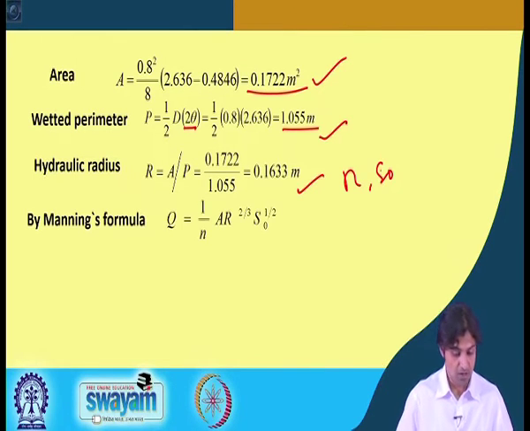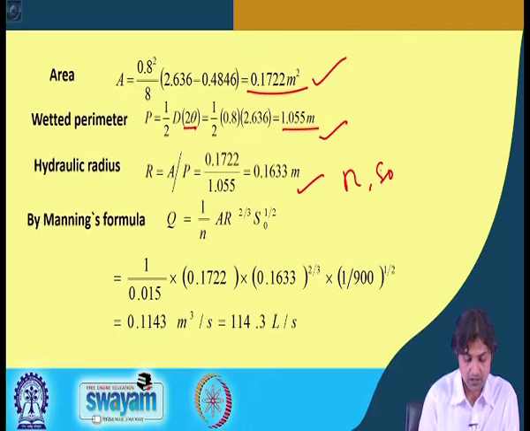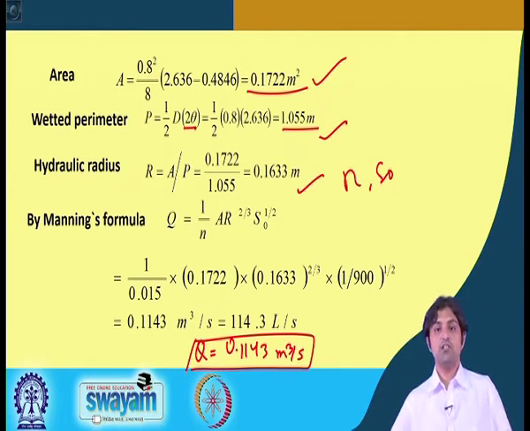By Manning's formula, Q is equal to 1 by N into A into R to the power 2 by 3 and S naught to the power half. If we substitute in the values, we get Q as 0.1143 meter cube per second. Very simple, just the configuration. The catch in this problem was that the configuration was a little different, other things were fine.